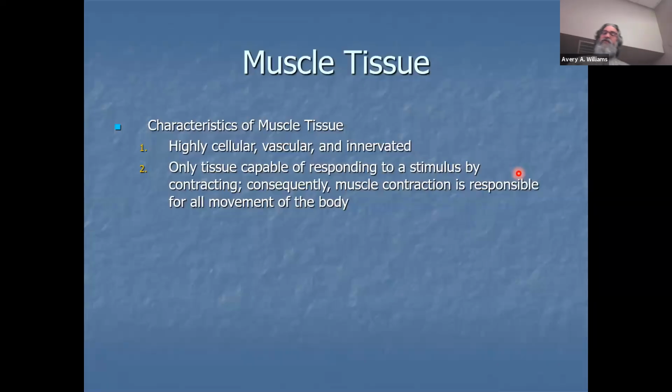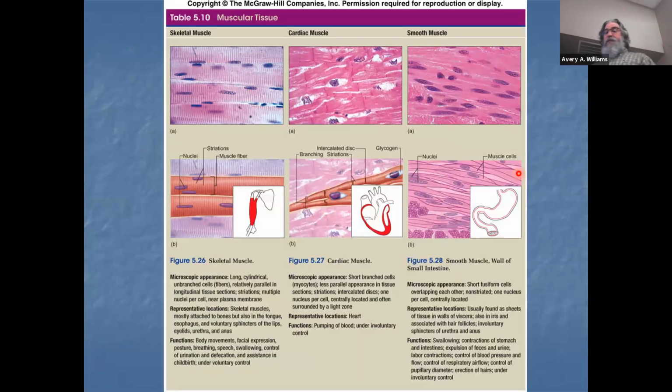But the second characteristic is probably hands down, or at least in this class, how I teach it, muscle tissue is the only tissue that can do this. It's the only tissue capable of responding to a stimulus by contracting. So it moves. And so all movement of your body involves some kind of muscle. Consequently, muscle contraction is responsible for all movement of the body. If you want something to move or whatever, you have to involve some kind of muscle.